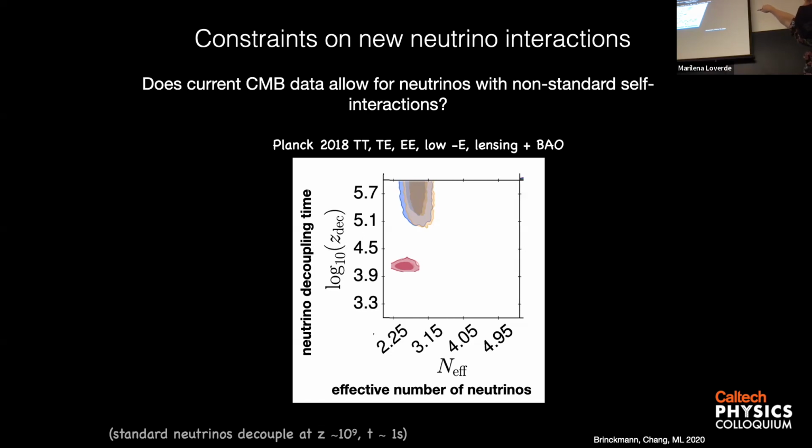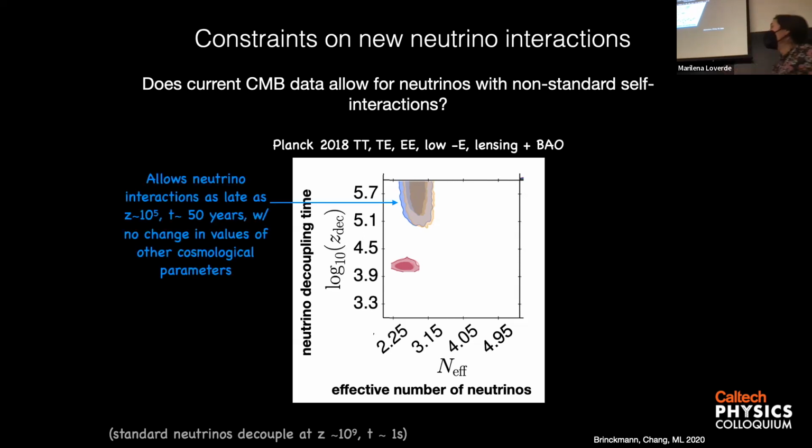Except there's this little island over here where this data is also fit comparably well by a model of the universe where I have a little bit fewer neutrinos present, but they remain strongly interacting until relatively late time. So this little island also fits the data. And in this case, all the relic neutrinos in our universe continue to interact until a redshift of 10,000. So the CMB data can't probe interactions in neutrinos prior to about 50 years.